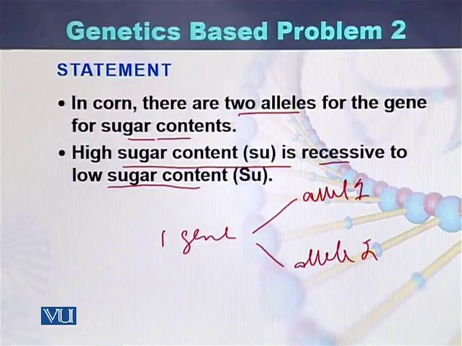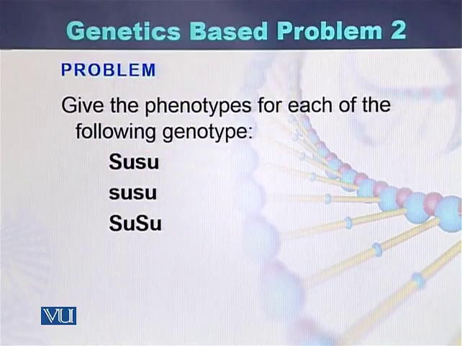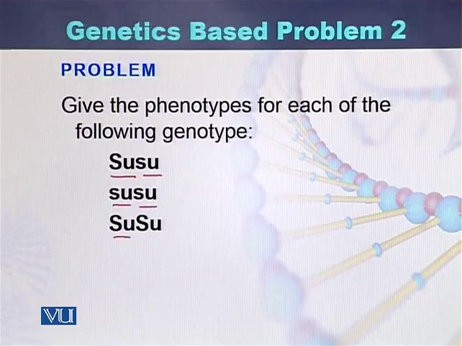The recessive allele is represented by small su, which is recessive to the allele for low sugar contents, that is capital S, capital U. So the problem is to give the phenotypes for each of the genotypes. There are three different genotypes. Based on the information provided, we have to tell what would be the phenotypes. The genotypes are: dominant allele and dominant allele, dominant allele and recessive allele, and recessive allele and recessive allele.